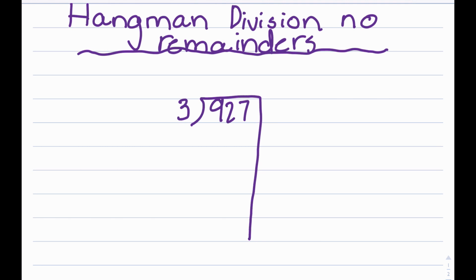That means we are going to be separating 927 into 3 equal groups. We are looking for how many would be in each group. We are going to look for multiples of 3 in this big number.